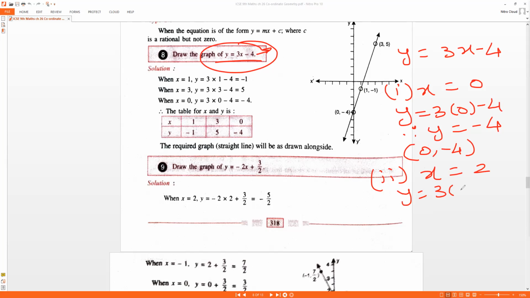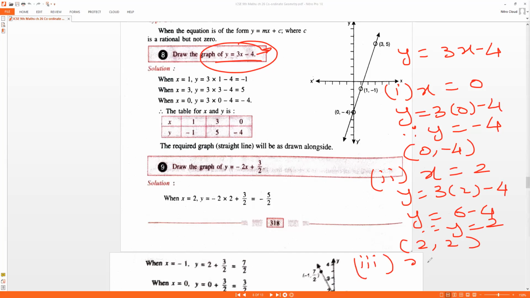Then y will be 3 into 2 minus 4. Y is equal to 6 minus 4, so y is equal to 2. So what is the point here? 2 comma 2. Very nice. And let's say we take now x is equal to, sorry, minus 1. Then y will be minus 7.